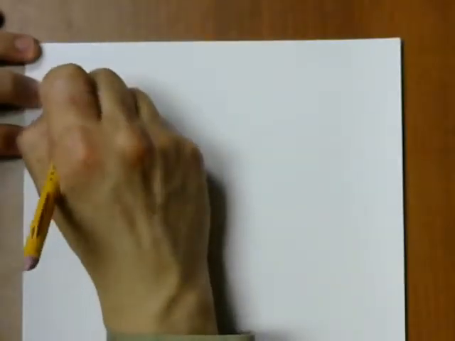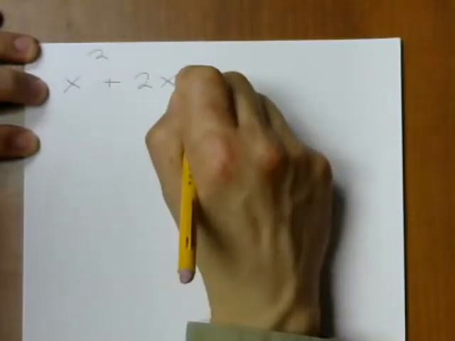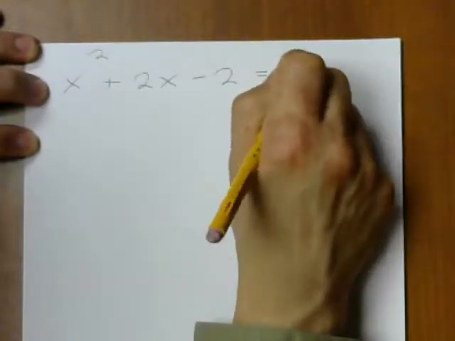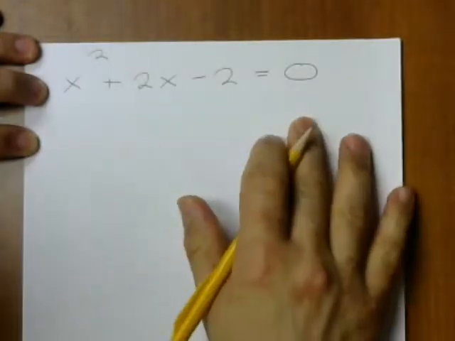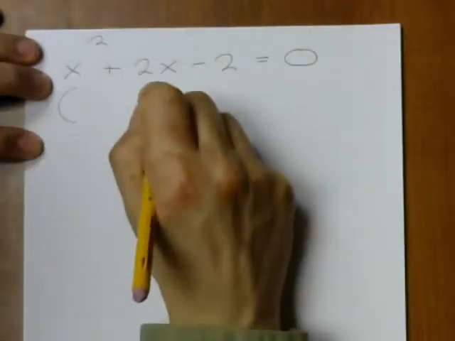So let's look at this equation: x squared plus 2x minus 2 equals 0. I want to solve this equation. So I might start off just by trying to factor.